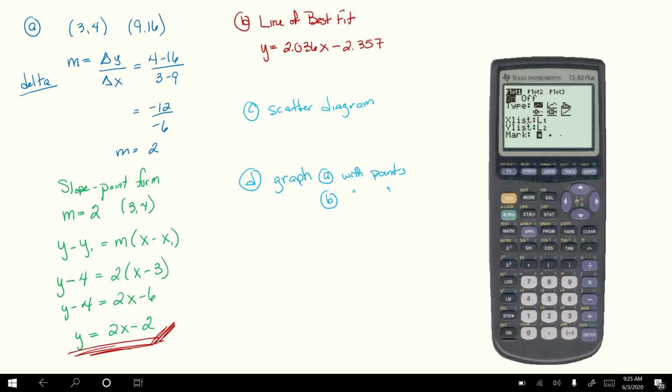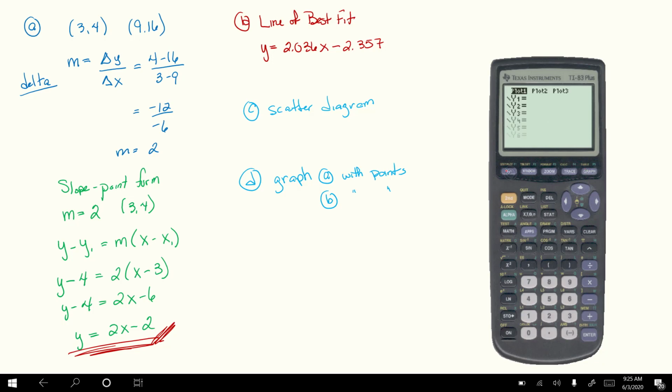We're fine there. My X list is L1. My Y list is L2. Those are defaults. That's great. And marks are these little squares. I'm okay with that too. So I'm just going to hit graph. And there are my points. Do yours match up? Good. Now, that was part C, create the scatter diagram. We did it. Now, part D says graph the equation from part A with the points.